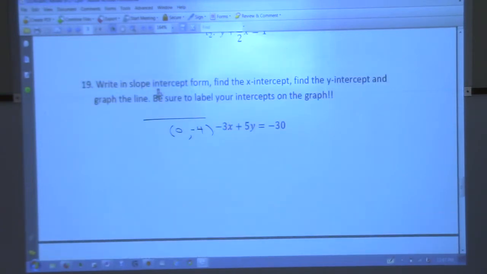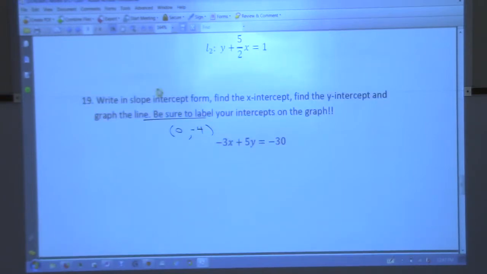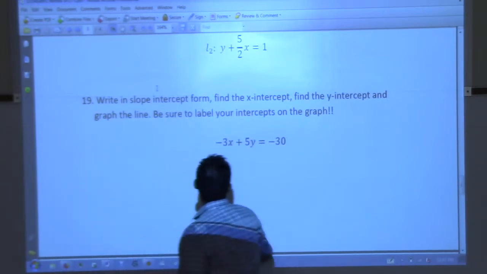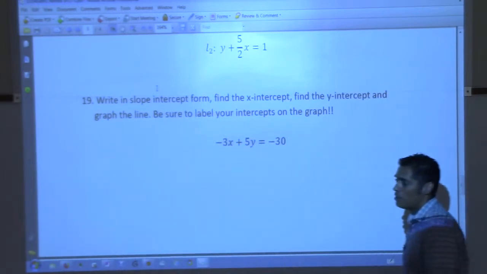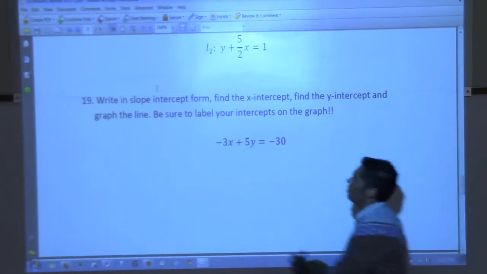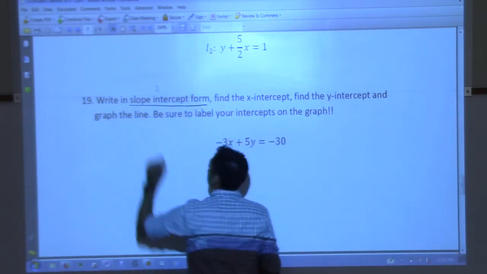All right, so this is a problem. Look at this one right here. Write in slope-intercept form. Find the x-intercept, find the y-intercept, and graph the line. I'm telling you to do all of those things. So the first part, write in slope-intercept form. What am I telling you to do there?